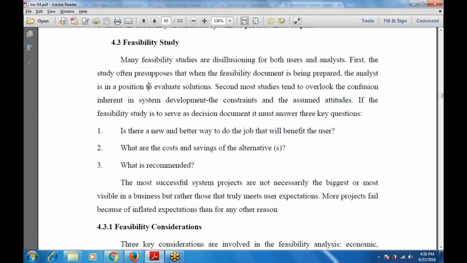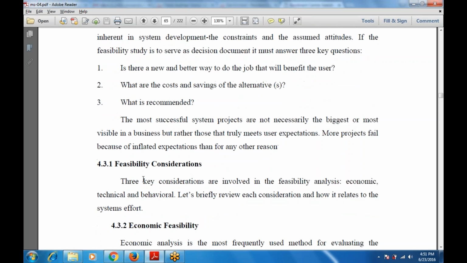The most successful system projects are not necessarily the biggest or most visible, but rather those that truly meet the user's requirements. The user requirements must truly be met by the recommended solution. And more projects fail because of inflated expectations than for any other reason. So the feasibility study will answer whether we are comfortable with the techniques, with the costs and savings of the alternatives, and what the recommended solution is.